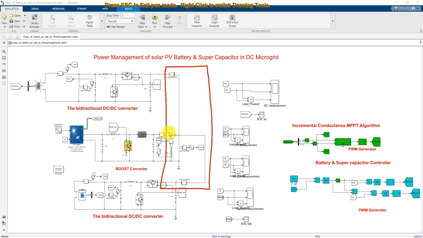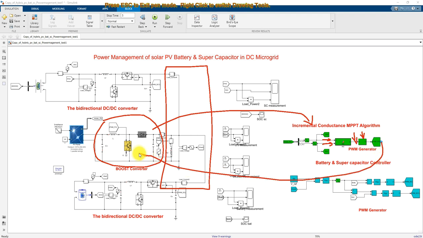The PV array is going to be connected to this DC bus via this boost converter, and this boost converter is going to be controlled by means of an MPPT algorithm. Here we are using incremental conductance MPPT. The incremental conductance MPPT receives two inputs, one is PV voltage, another one is PV current, and it generates the duty cycle according to the PV voltage and current, which is processed by a PWM generator. The PWM generator will generate the pulse. This pulse controls the boost converter in order to extract the maximum power from the PV array according to the irradiation and temperature condition.